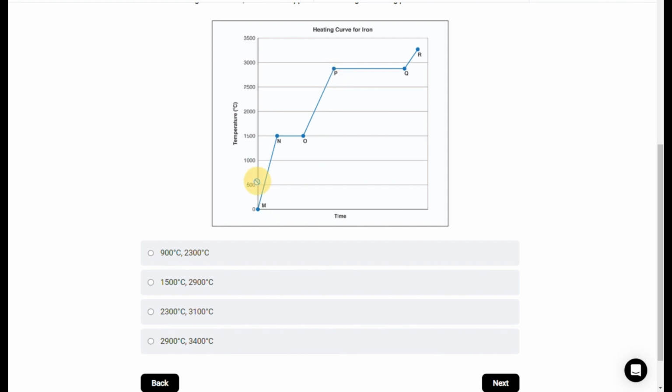So in this graph, this would be a solid, we'd come to the melting point here, turning it into a liquid, and we'd come to the boiling point at this plateau, turning into a gas. So, going to the temperature axis here, we can see that the melting point would be 1500 degrees Celsius, and the boiling point would be roughly 2900 degrees Celsius.